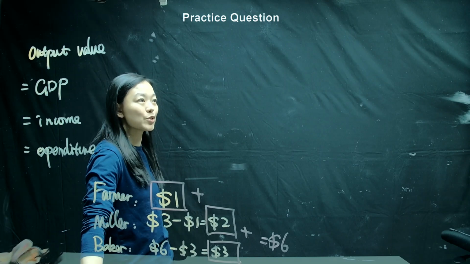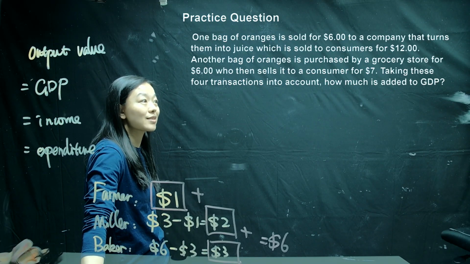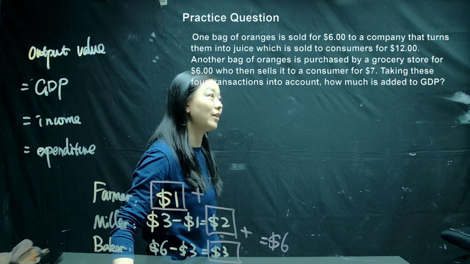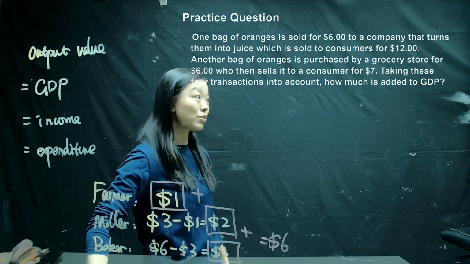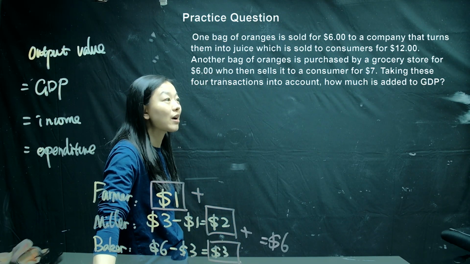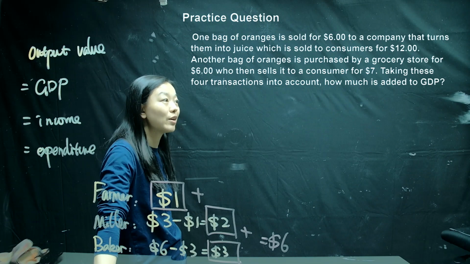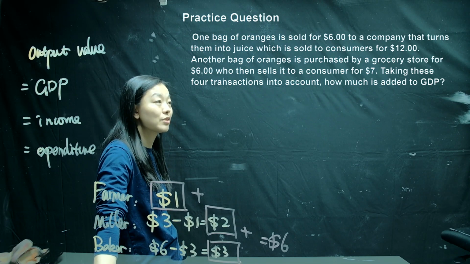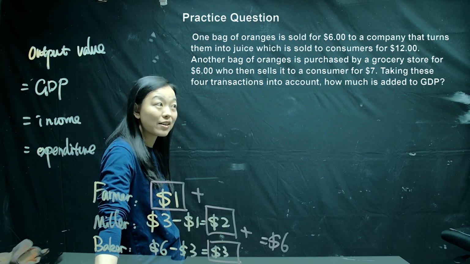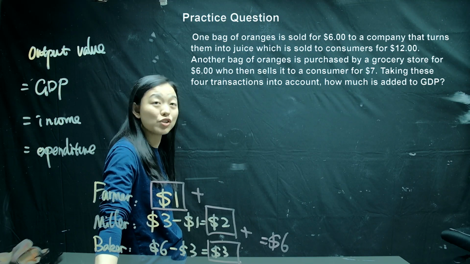Now let's look at one practice question. One bag of oranges is sold at $6 to a company that turns them into juice, which is sold to a consumer at $12. Another bag of oranges is purchased by a grocery store for $6, who then sell it to consumers for $7. Taking these four transactions into account, how much is added to GDP?